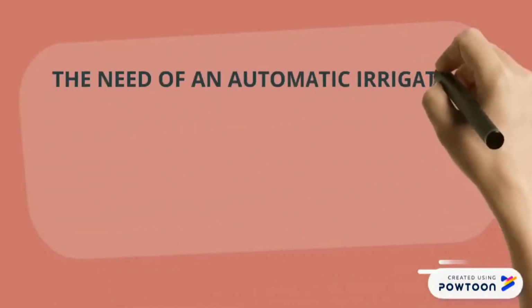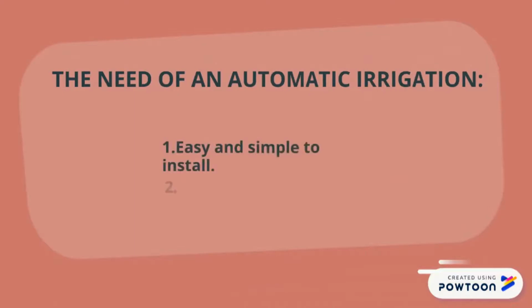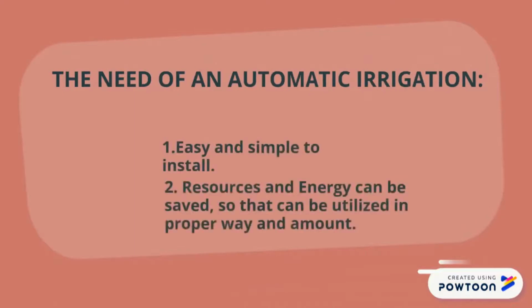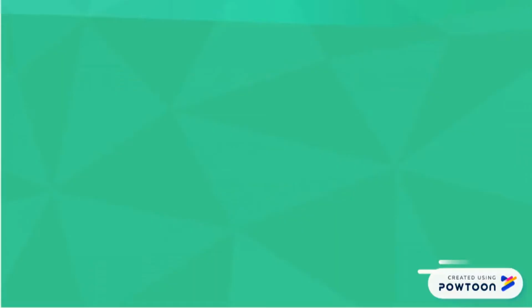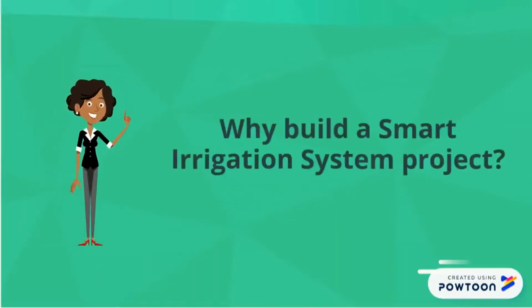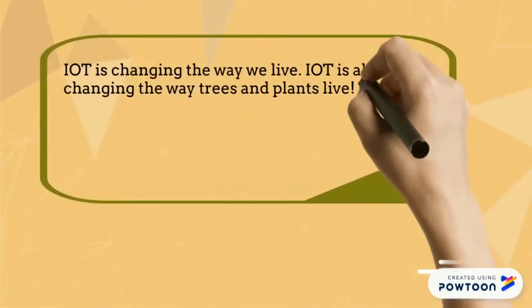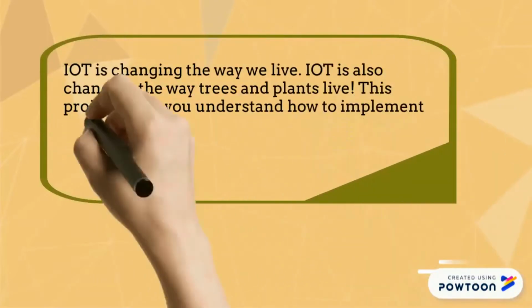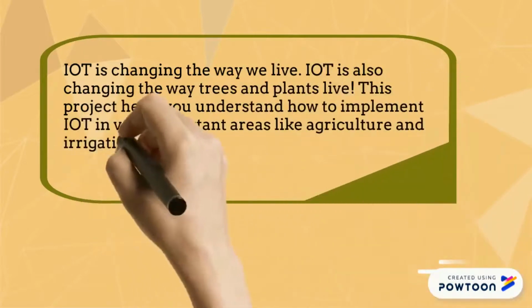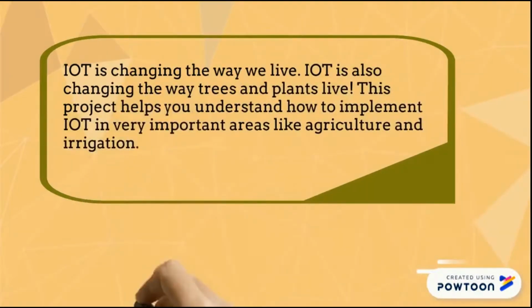Now we have to discuss the need of automatic irrigation, given below. The first one is that it is easy and simple to install. The second one is that resources and energy can be saved so that they can be utilized in a proper way and amount. After that, why build a smart irrigation system project? IoT is changing the way we live. IoT is also changing the way trees and plants live. This project helps you understand how to implement IoT in very important areas like agriculture and irrigation.